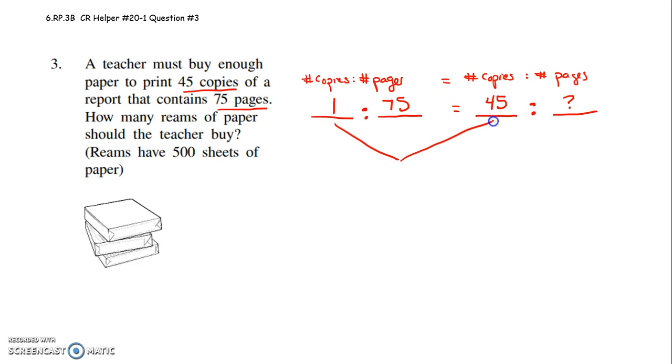How do you get from 1 to 45? Oh, 1 times 45 is 45. So what do I have to do with the 75? I have to multiply it by 45. So now I have 75 times 45.